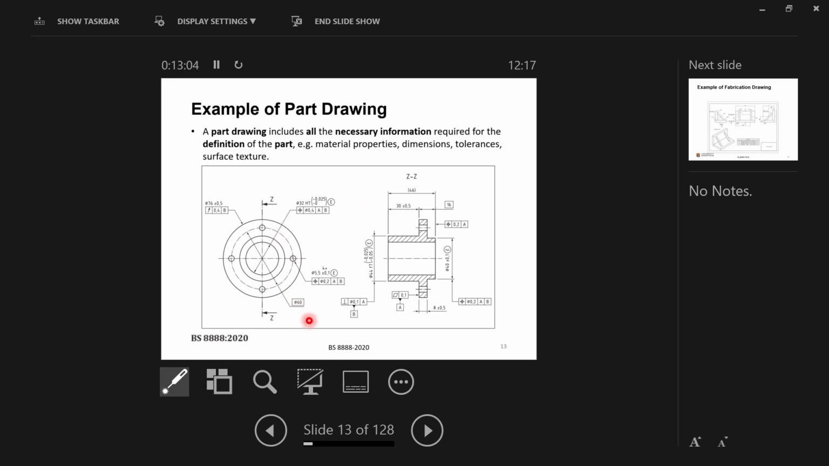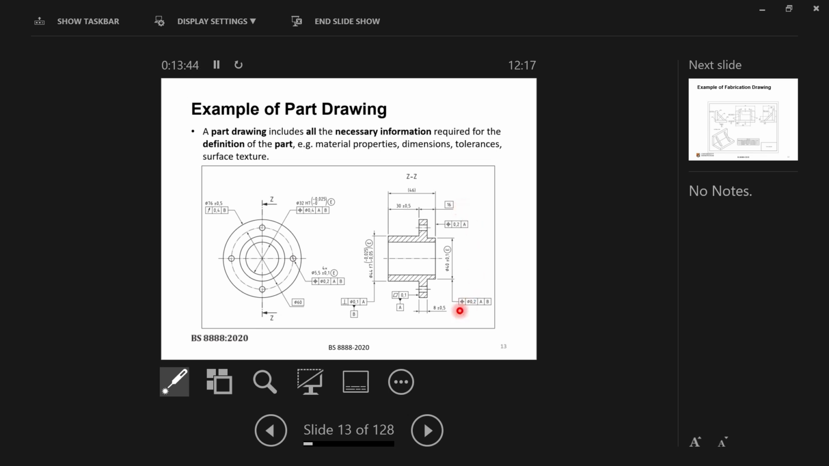by the end of this lecture you should be able to identify, for example, that this is the symbol for a datum, where we choose a datum A and another datum B. Then, for example, this dimension is 30 plus or minus 0.5. This is the tolerance that is given for this part. You see this 16 millimeter dimension is in a box, which means that the tolerance is defined using GD&T, or geometrical dimensioning and tolerancing.